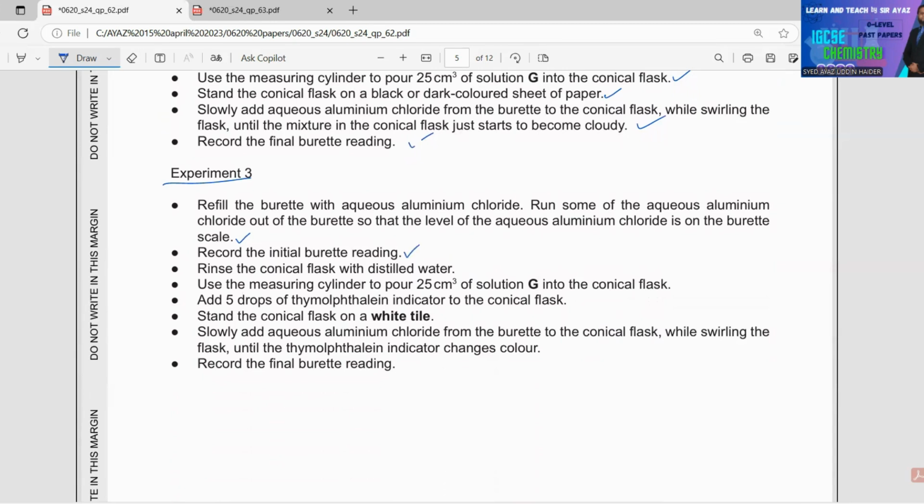Rinse the conical flask with distilled water. Use a measuring cylinder to pour 25 centimeter cube of solution G into the conical flask. Add 5 drops of thymolphthalein indicator to the conical flask. Stand the conical flask on a white tile. Slowly add aqueous aluminum chloride from the burette to the conical flask while swirling the flask until the thymolphthalein indicator changes color. Record the final burette reading.